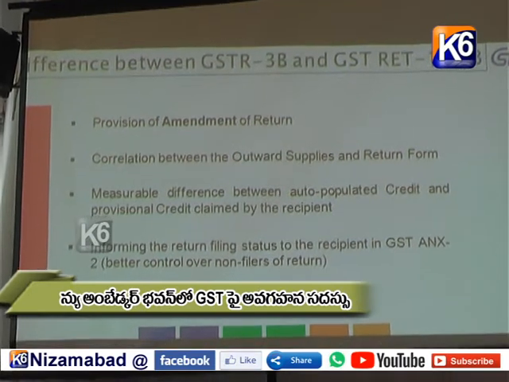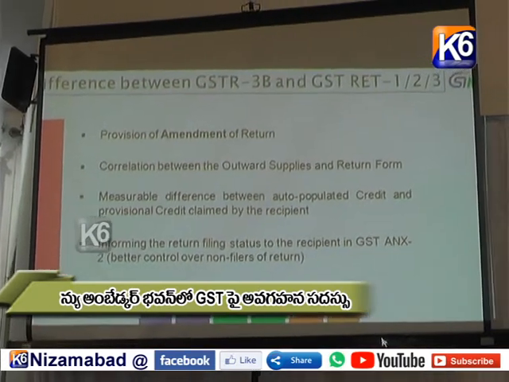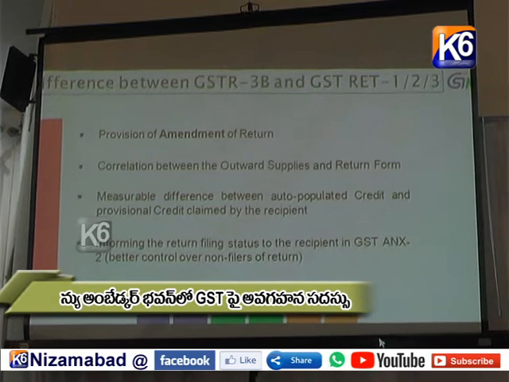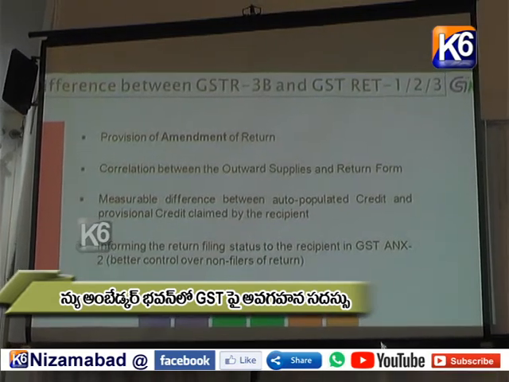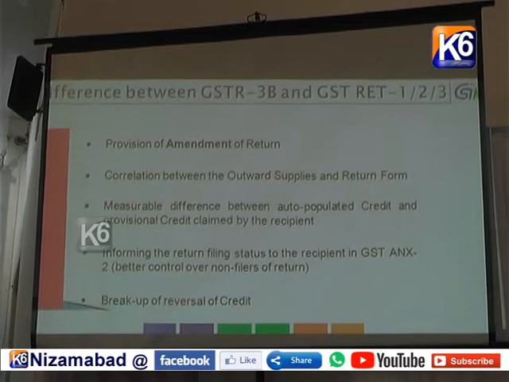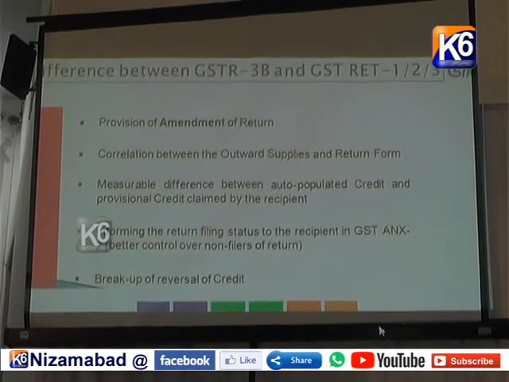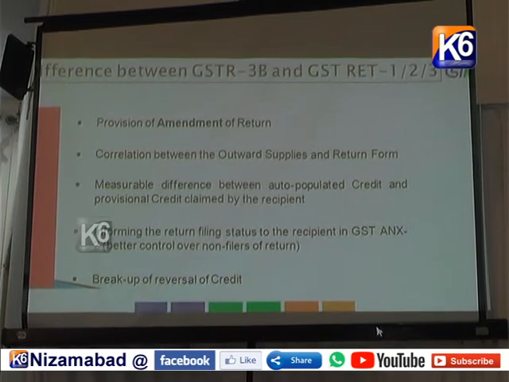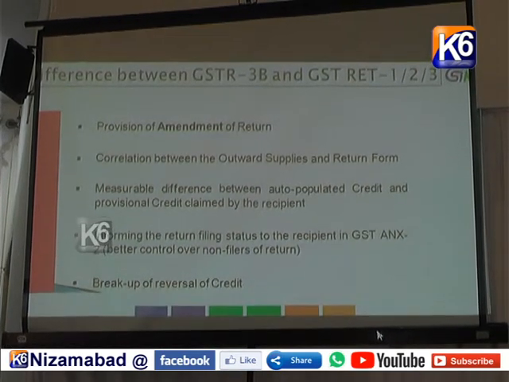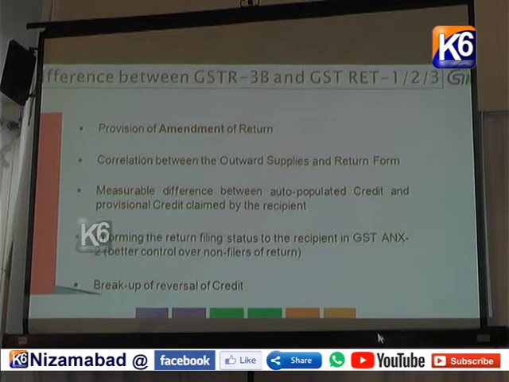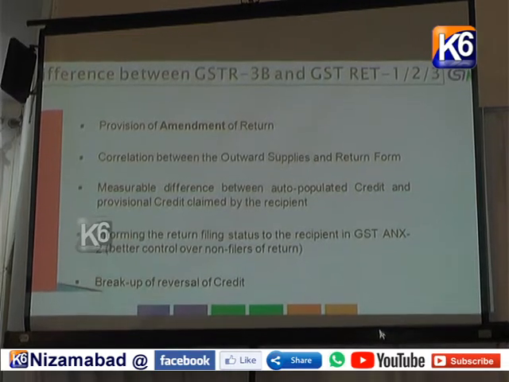Right now it is not there; you have to account for it in the next return. Basically, if there is any mistake of liability or input tax credit, you have to adjust the details in the next return to be filed. But here, you will have an opportunity to amend the return itself. And there will be a correlation between your outward supplies and your returns. What are your outward supplies in ANX 1, and whether the return is capturing all the details, that also will be captured.